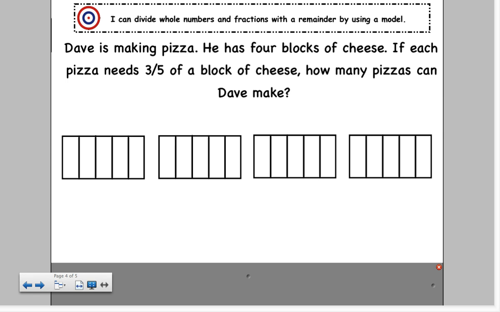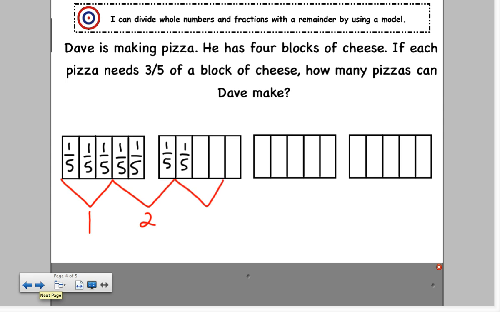All right, let's see here. I've already divided up each of my models into fifths, and I'm going to just start labeling here that these are fifths. And I'm actually not going to label all of my models here just because of time. All right, what I'm going to be doing now is, again, Dave has these 4 blocks of cheese, and he's going to break them up into groups of 3/5. So every time I have 3/5, that's a group. So there's one group, that's a group of 3/5. So here is another group of 3/5. You can see 1, 2, 3. There's 3 pieces, 3/5. That'd be my third one.